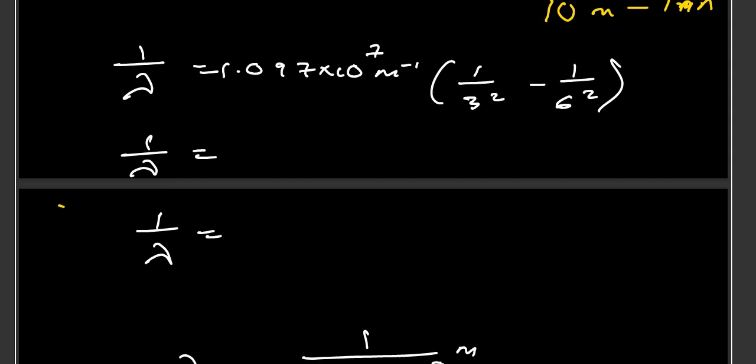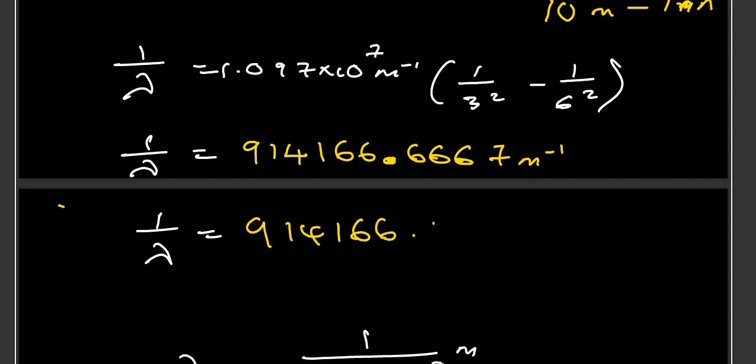Now I have 9141 66.6667. The point is between the sixes. Okay, 9141 66 point 6667, 666.7. Then now do the reciprocal of this. Okay. Yeah, this should work. Yeah, this is the answer that we got, I think.